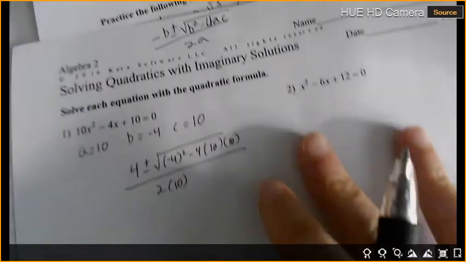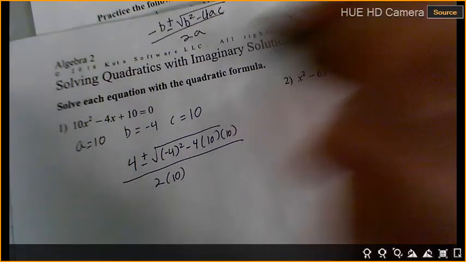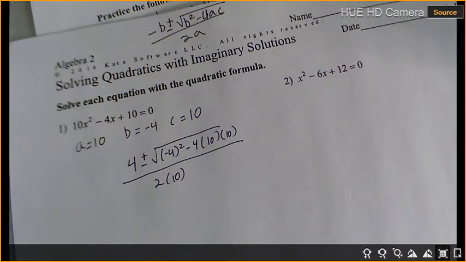This is the reason we end up doing imaginary numbers and complex numbers in the first place.